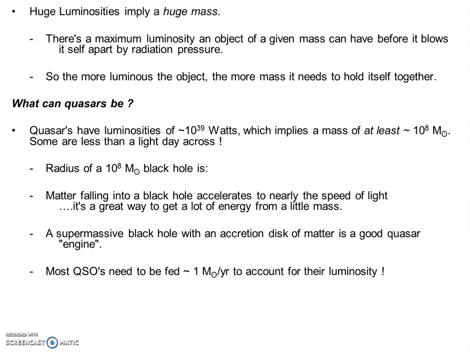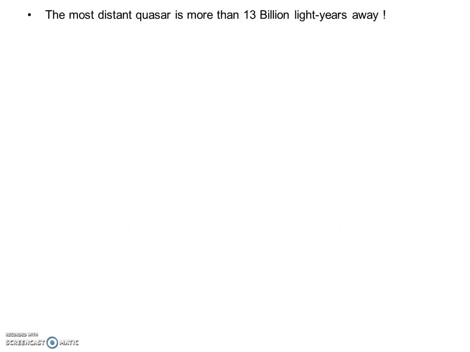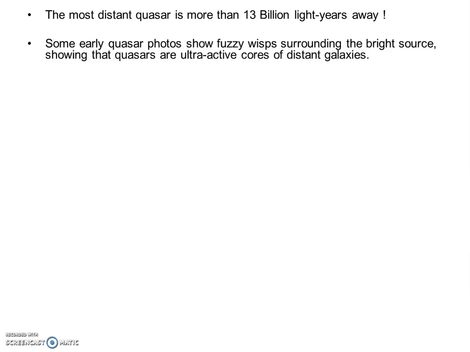As you know, of course, galaxies have hundreds of billions of stars, so losing a solar mass per year doesn't amount to very much. So quasars, we think, are basically supermassive black holes in the centers of distant galaxies, because some of the early quasar photos showed fuzzy wisps surrounding the bright source, and that was the best our telescopes could do back in those days. But then it became clear that these quasars were actually the ultra-active cores of distant galaxies. It was just hard to see that there were galaxies there because the quasars in the center were so bright.